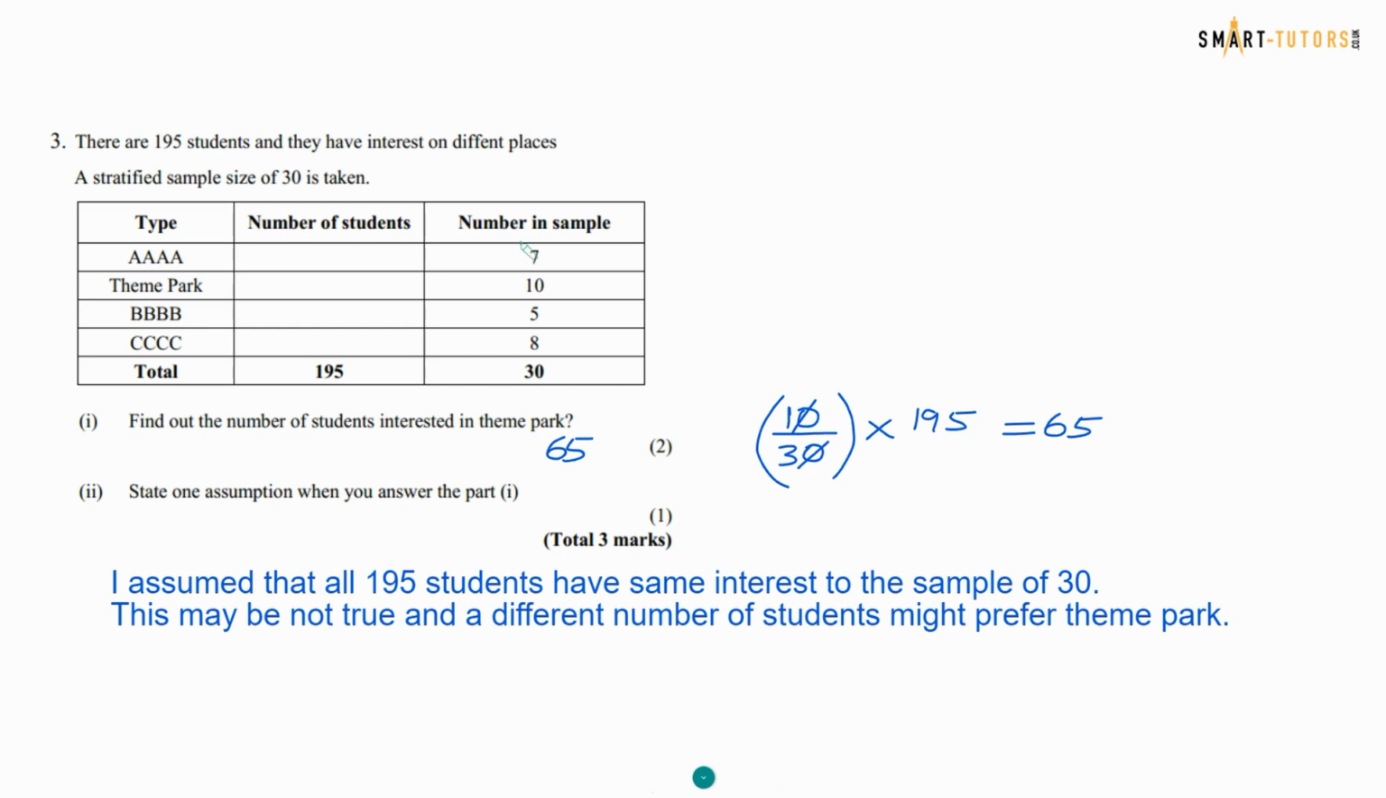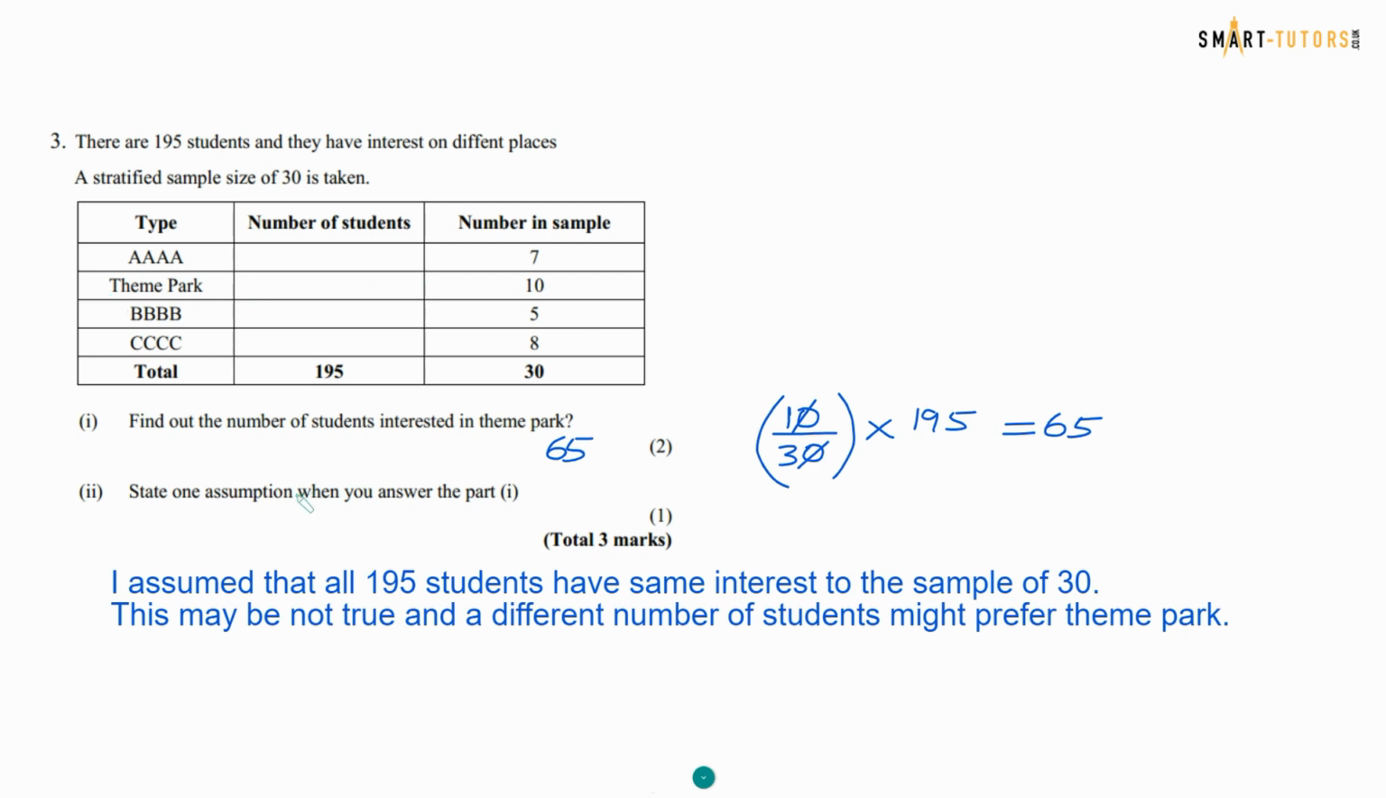Question number 3. There's a stratified sampling question, but we don't have the exact question in front of me. The question is all about students, and they're asking their interest on which places they wanted to go. So what we gathered is theme park, they have 10 people in the sample. The sample size of 30 is given. The total population is 195. Out of the sample 30, 10 people want to go to theme park.